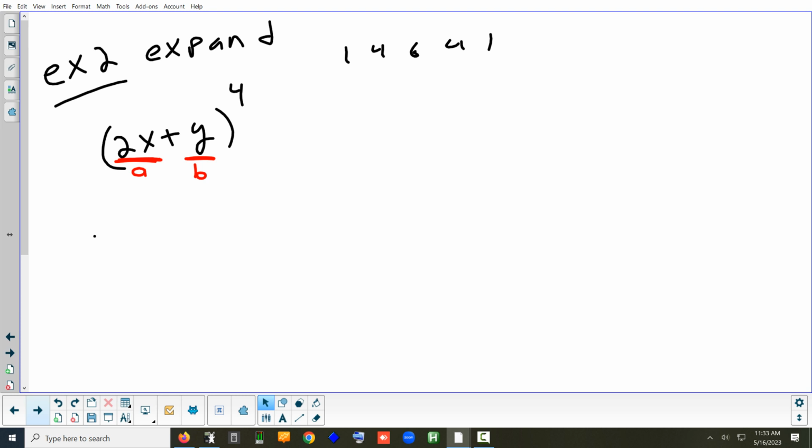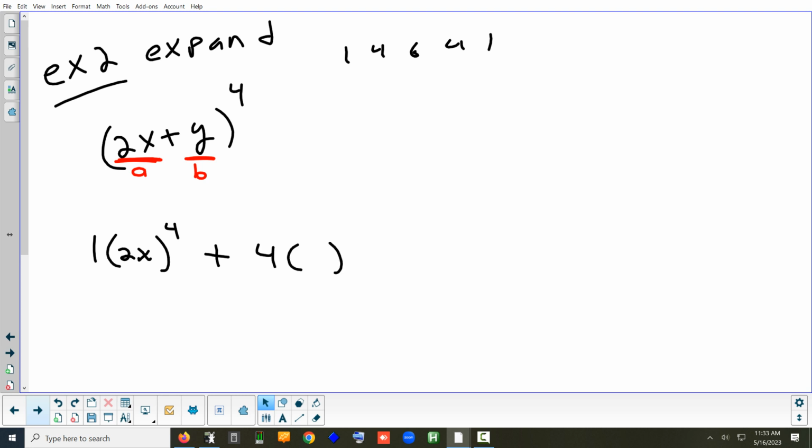Okay, so your first coefficient is a 1 times. Now normally you would put A to the what power? The 4th. But what's my A in this case? 2x. So it's 2x to the 4th power. And it's y to the 0. What's my next coefficient? 4.